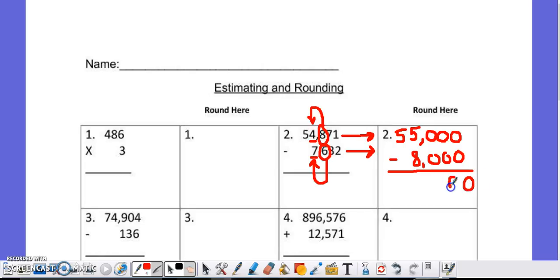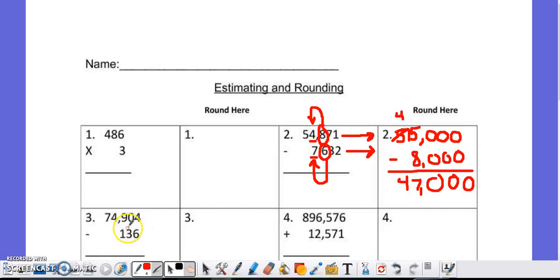0 minus 0, and 0 minus 0, 0 minus 0. I cannot do 5 minus 8, so I must take 10 out of the 10,000s place, making this 15,000 minus 8,000. 14, 13, 12, 11, 10, 9, 8, 7. Don't forget to bring down that 4, which gives me my total answer of 47,000.